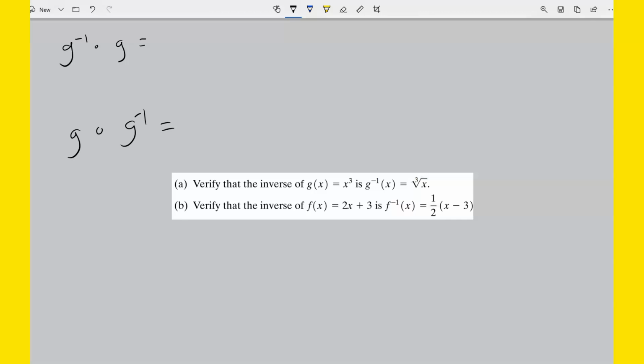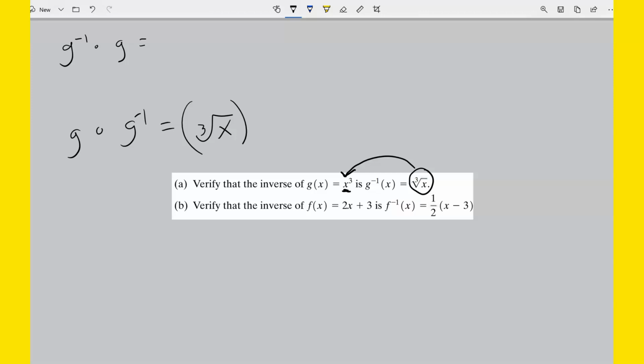So let's say if I did g of g inverse. So if I'm taking this one and plugging it into there, so that this becomes the cube root of x. So I'm replacing that x with the cube root of x.